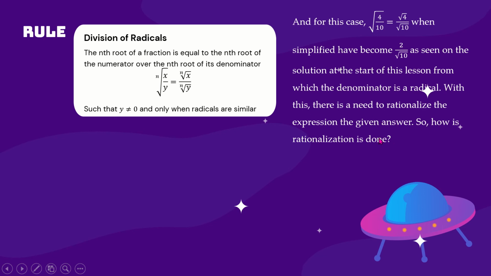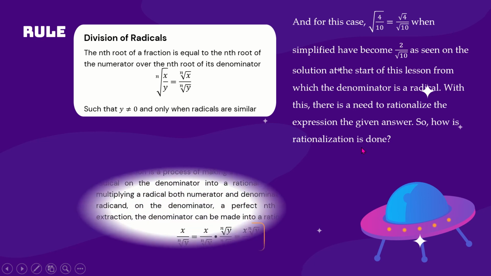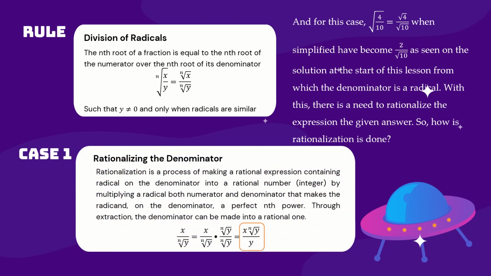So how is rationalization done? What is the process of rationalization? We have case number 1, when the denominator is a monomial, and case number 2, when the denominator is a binomial. They follow the same process, with only a small difference. Okay, for case number 1, rationalizing the denominator when the denominator is a monomial.